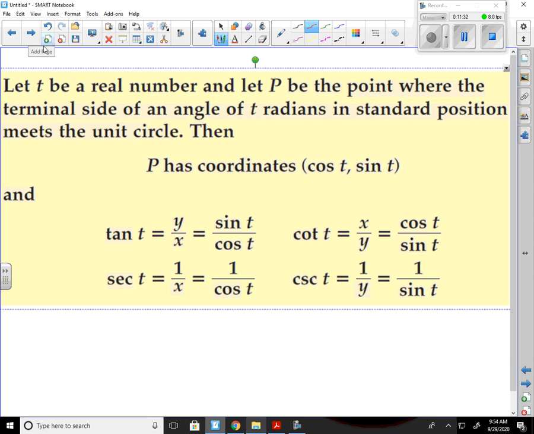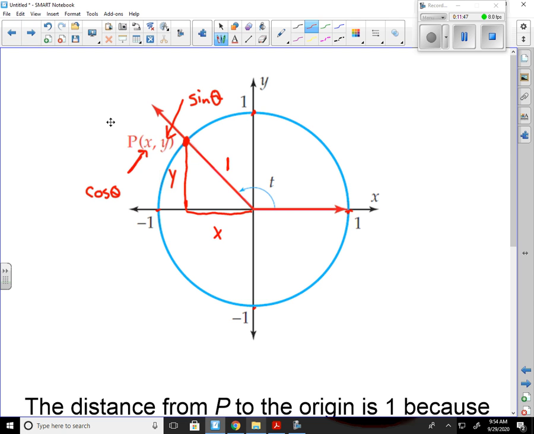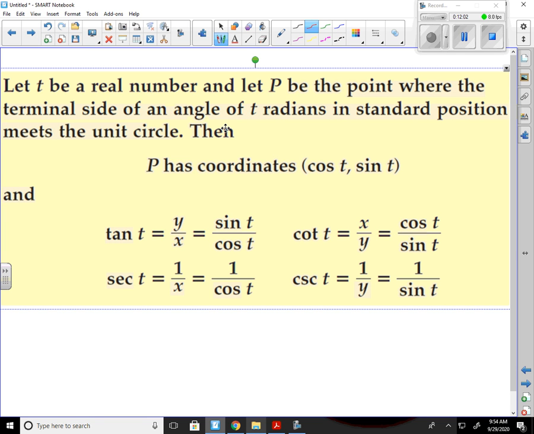So if we let t be a real number and P be a point where the terminal side of an angle of t radians, in standard position, meets the unit circle, which is kind of what we had in this last picture. We had a point P with cosine of t, or theta, and sine of t, which is y, and then it's got a radius of 1. Then we can find this angle. Our P then has the coordinates cosine t and sine t, just like I showed you.